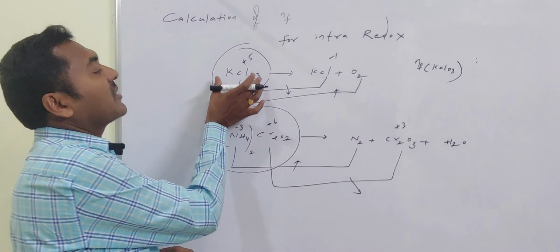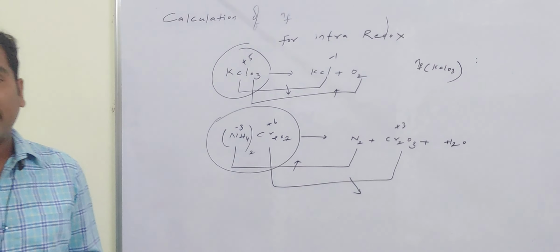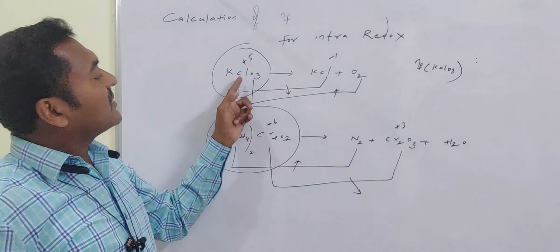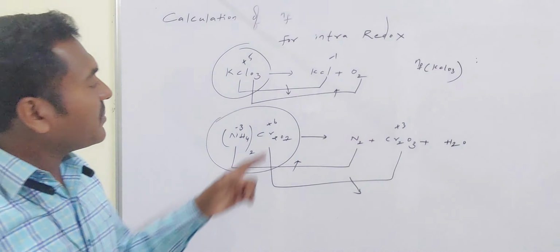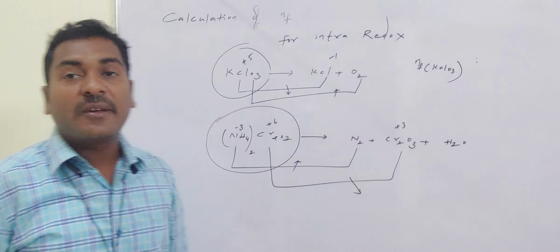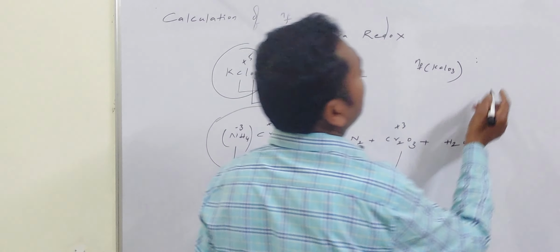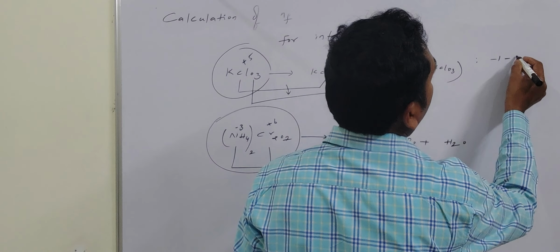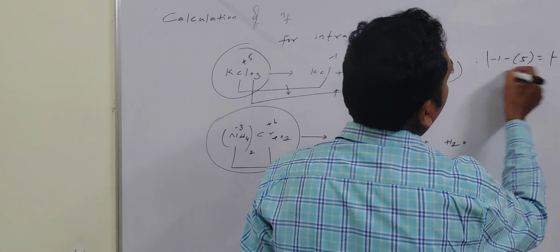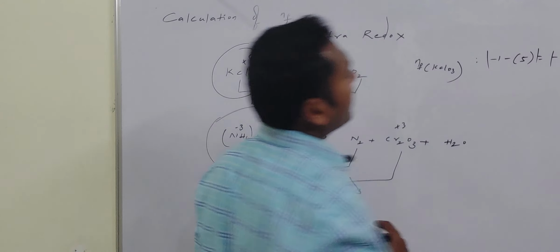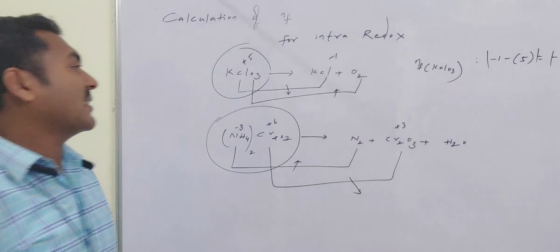If I go for potassium chlorate, how many chlorines are there? 1 chlorine. The oxidation number of chlorine in the starting material is plus 5. In the product the oxidation number is found to be minus 1, whereas the difference will become equal to minus 1 minus of plus 5, that will become equal to minus 6. Its magnitude reaches what? 6 is the N factor with respect to the reduction.